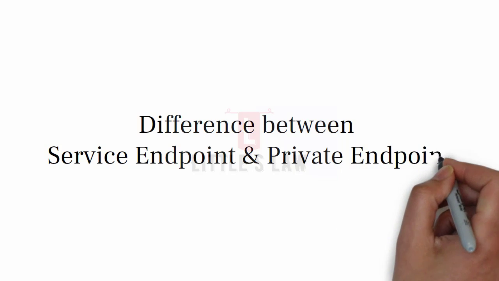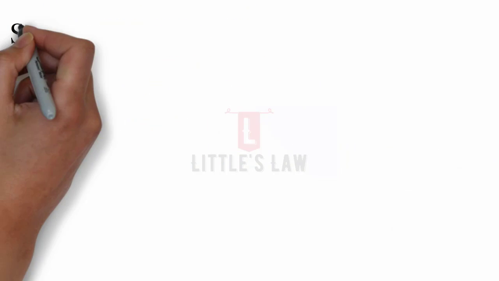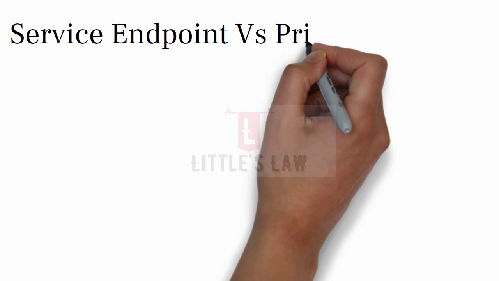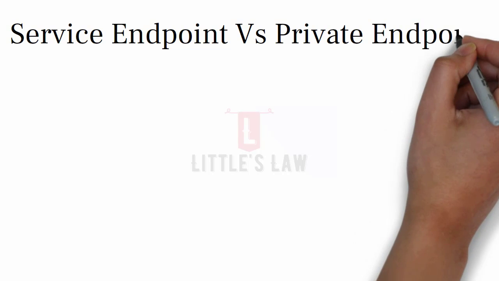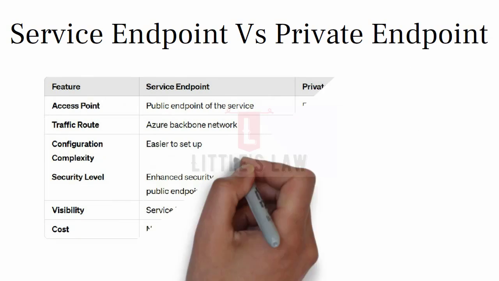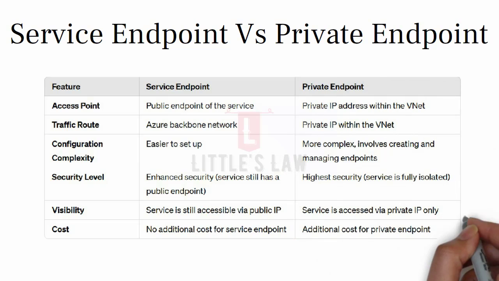So firstly, let's see what a service endpoint is. The service endpoint will extend your virtual network, which is your VNet's private address space, to Azure services over the Azure backbone network. So just underline this word, the backbone network, because the service endpoint will extend your virtual network's private address space to Azure services, right? And that happens over the Azure backbone network.